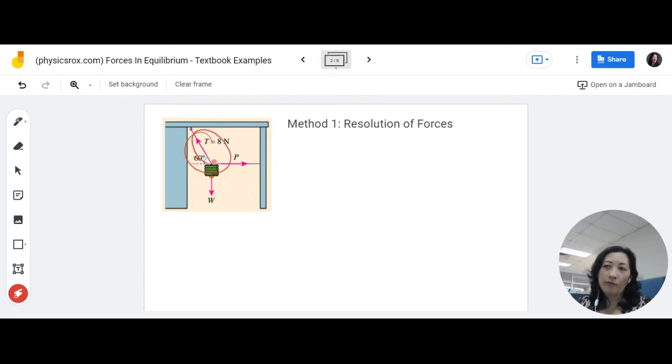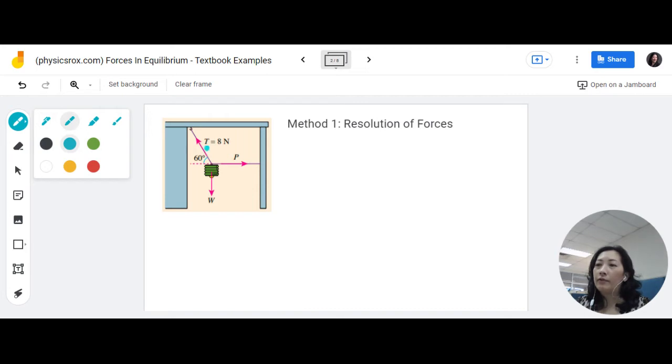There's only one such force, so we're going to resolve the value of T, 8 Newton, which is acting at 60 degrees, into Tx and Ty components. I'll use a different color so it's visible, let's use green. This would be our horizontal component, which is Tx, and this is our vertical component, which is Ty. Let me label that Tx and Ty.